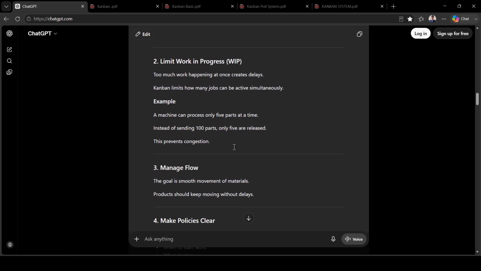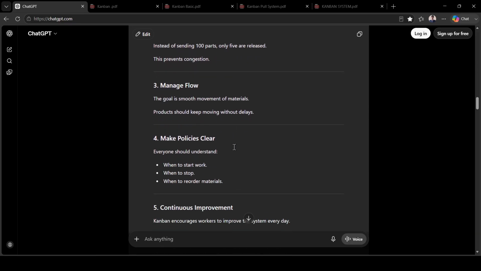Then principle 2, limit work in progress. Too much work happening at once creates delay. So Kanban limits how many jobs can be active simultaneously. Example: a machine can process only 5 parts at a time. Instead of sending 100 parts, only 5 are released. This prevents congestion.